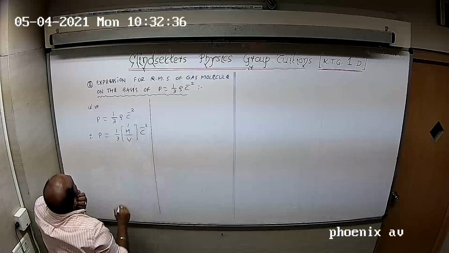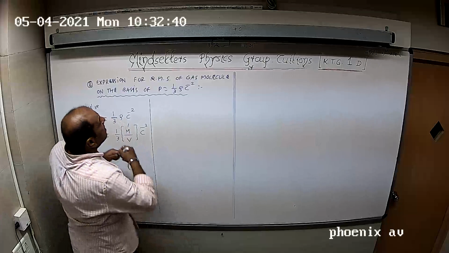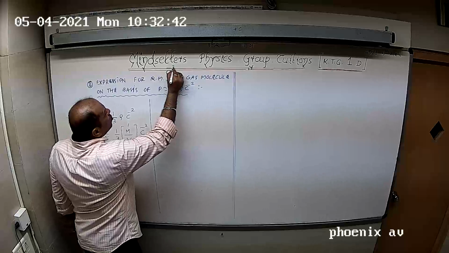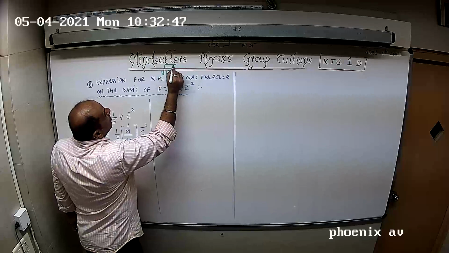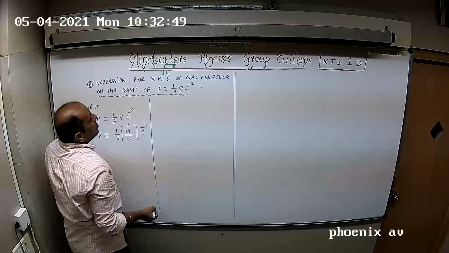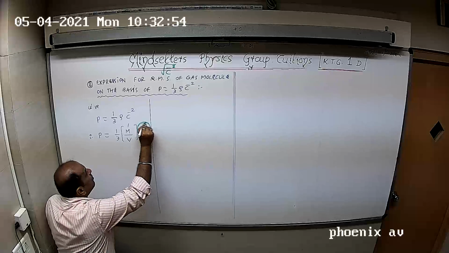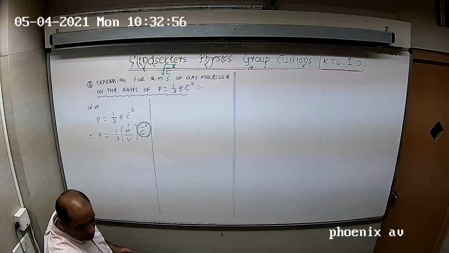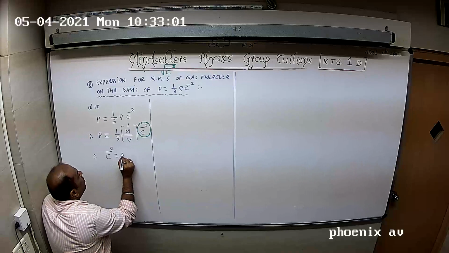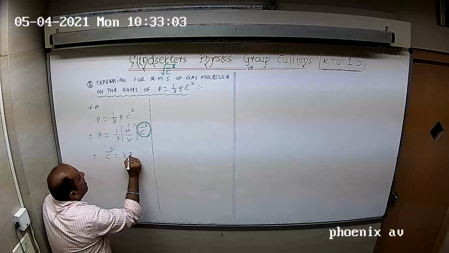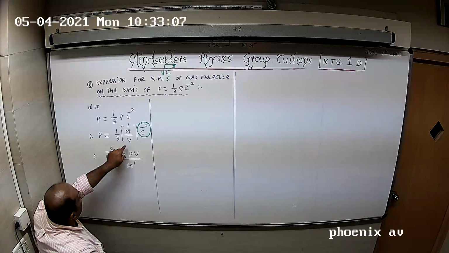Please note, I want to find out an expression for the RMS velocity of a gas molecule. What is the meaning of RMS? C bar square root, right? Root mean square velocity. That is the meaning of RMS. My focus should be on this. So can I say C bar square is therefore equal to 3 into PV upon m dash. 3PV upon m dash.